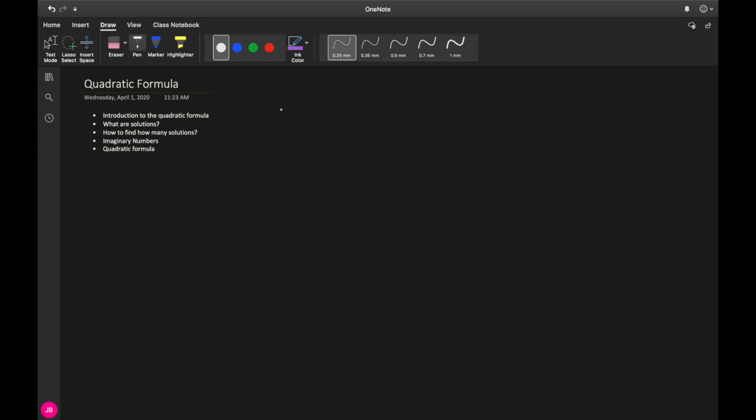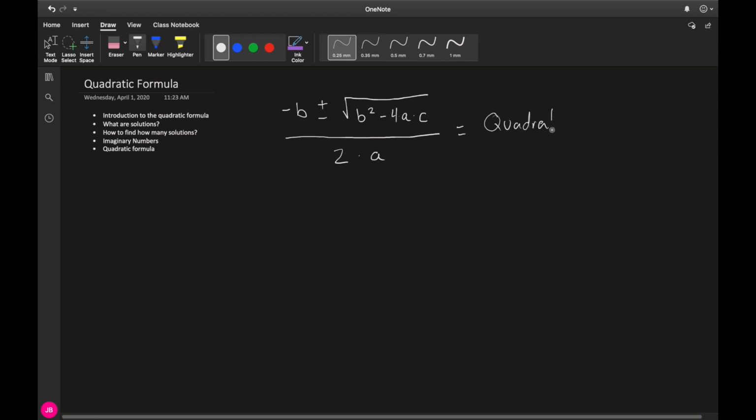The quadratic formula is negative b plus or minus the square root of b squared minus 4 times a times c, all divided by 2 times a. So this is known as the quadratic formula.